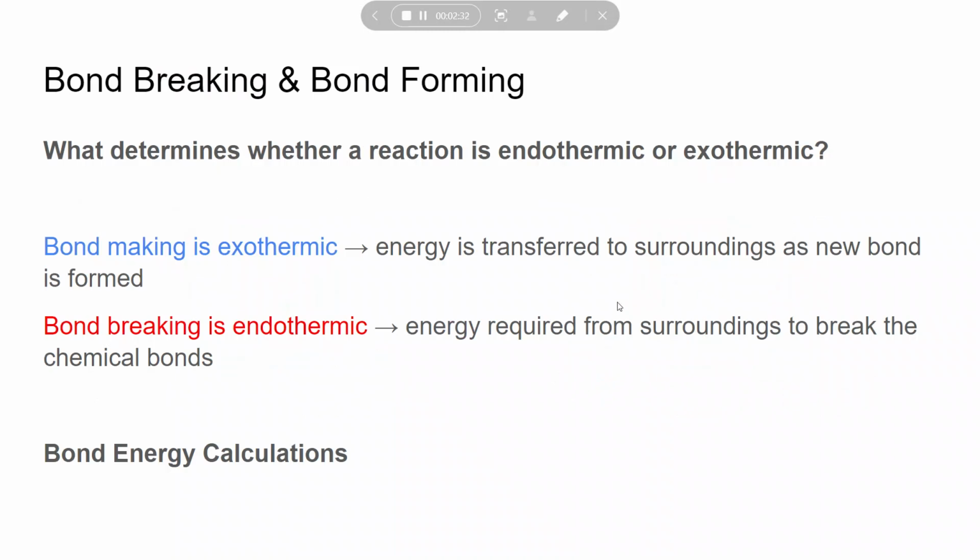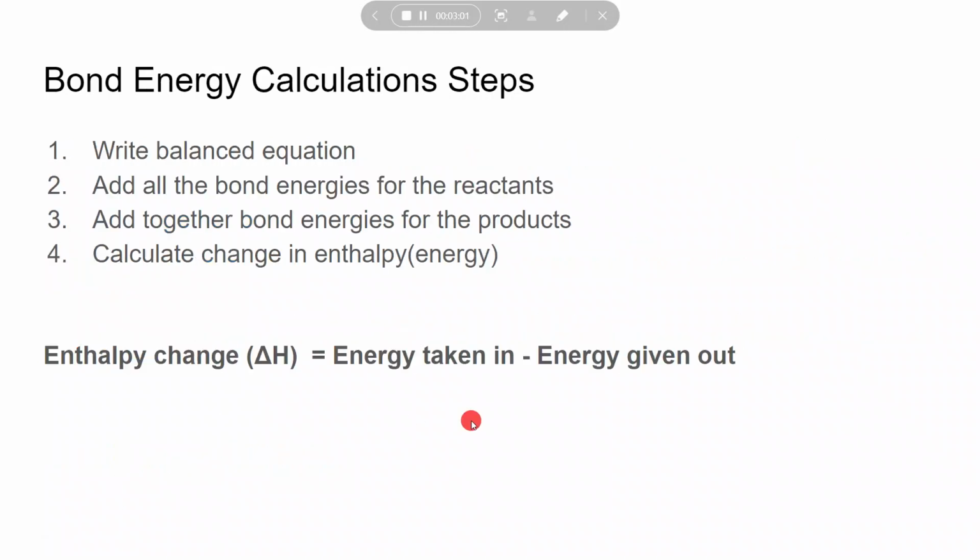So you may be wondering, what determines whether a reaction is endothermic or exothermic? The answer lies in the difference in energy needed to break existing bonds and energy released when new bonds are formed. So bond making is exothermic. Energy is transferred to the surroundings as new bonds are formed. And bond breaking is endothermic. Energy is required from the surroundings to break the chemical bonds. So now let's look at how we can calculate bond energy in chemical reactions.